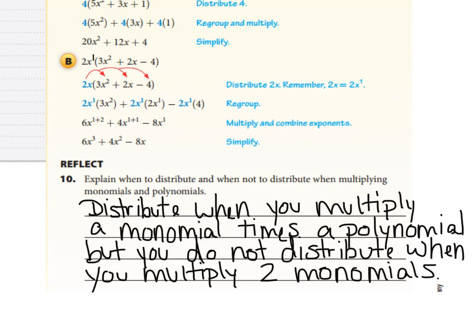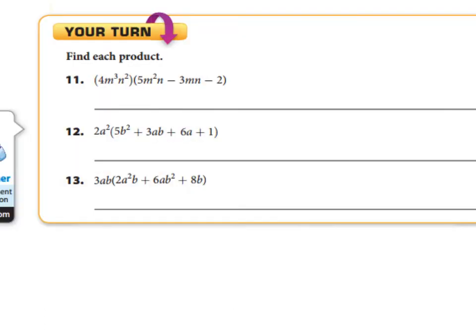So now let's practice distributing the monomial to a polynomial. We're going to do number 11 together, and then you're going to do 12 and 13 on your own or with a partner if needed. Now, number 11 is written a little bit differently. They put the first one in parentheses. It's still the exact same as 12 and 13. It's just because they decided there's so much here, they wanted to group it for you.